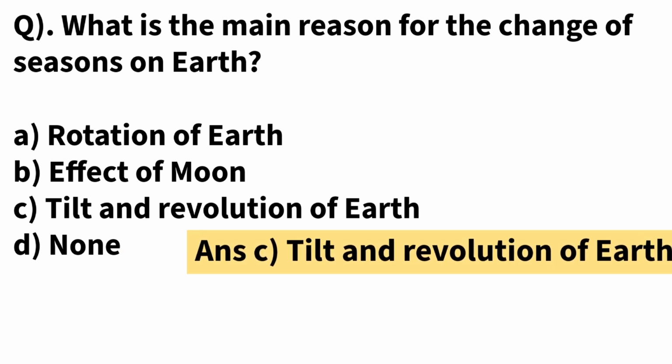What is the main reason for the change of seasons on Earth? The answer is option C, tilt and revolution of Earth.